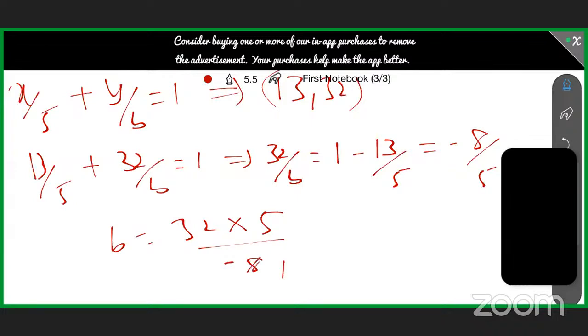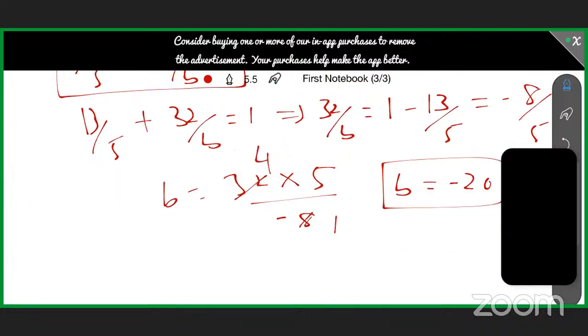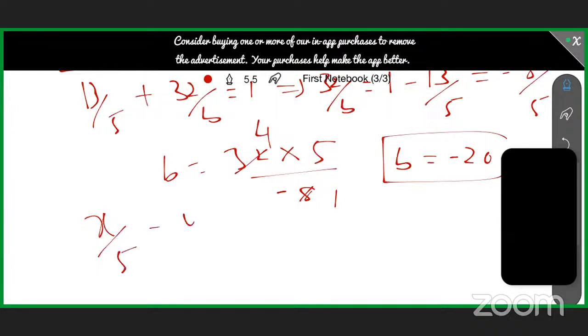So 8 ones are 8, 4 fours are 20, therefore b is equal to minus 20. I got the value of b. Therefore, what is this equation? x by 5 plus y by b is equal to 1 will become x by 5 minus y by 20 is equal to 1. If I simplify this, it will become 4x minus y is equal to 20.